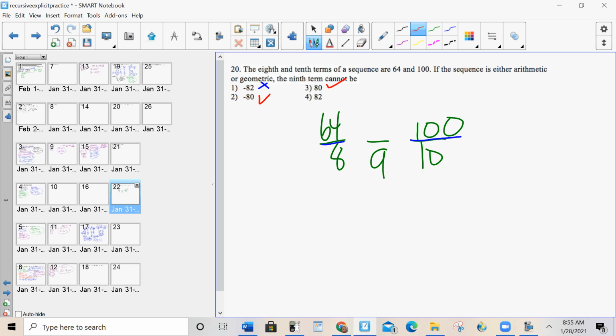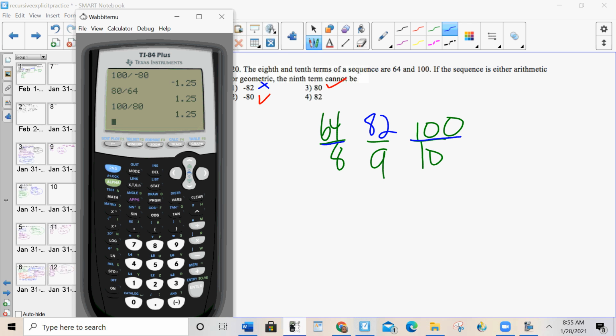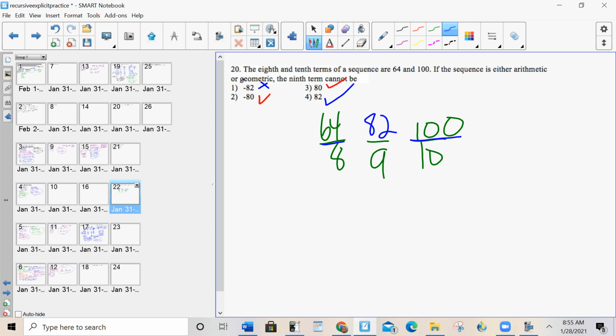And finally, 82. Well, I know geometrically the middle term would have to be 80, so let's try arithmetically. Let's subtract 82 minus 64. Let's subtract 100 minus 82. And they both subtract to 18, which would make it arithmetic with a common difference of 18. So the only one that does not work would be choice 1.